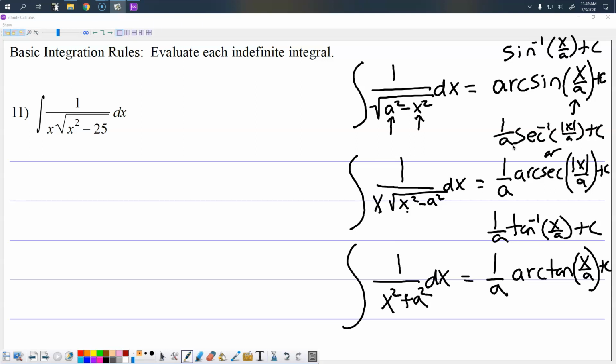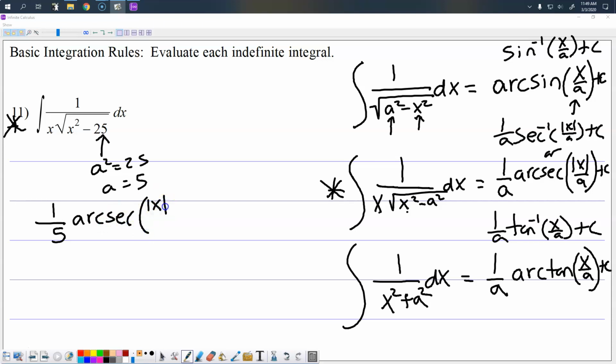So when you guys look at this, you can see this one here, number 11, fits the pattern that we're looking at for arcsecant. So that represents a squared. So if a squared equals 25, that means that a equals 5, right? And so it's going to be 1 over a arcsecant of the absolute value of x over 5 plus c.